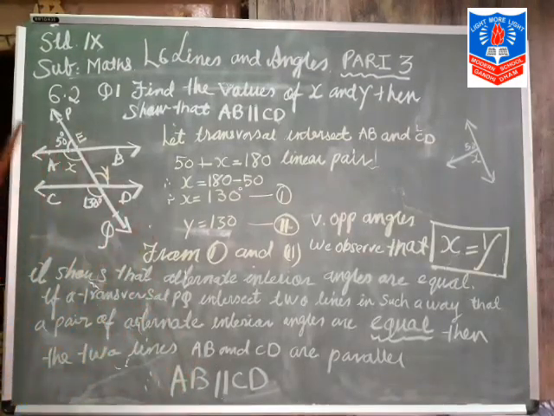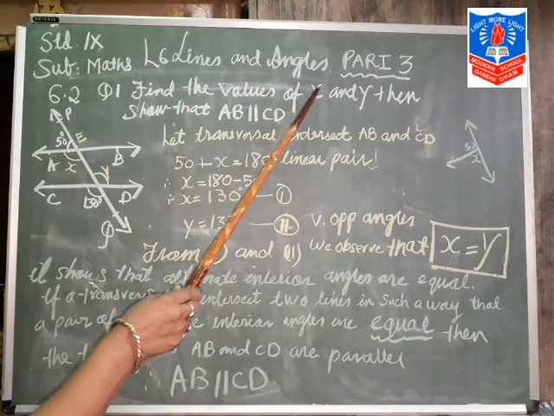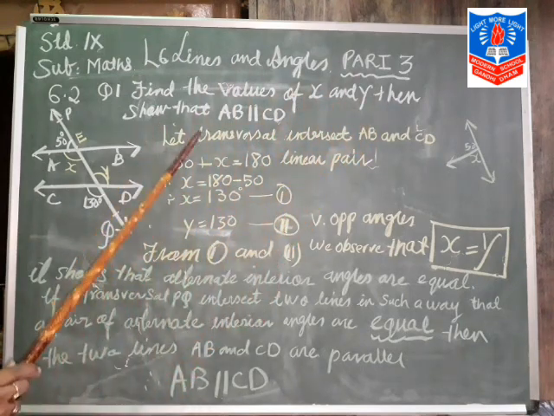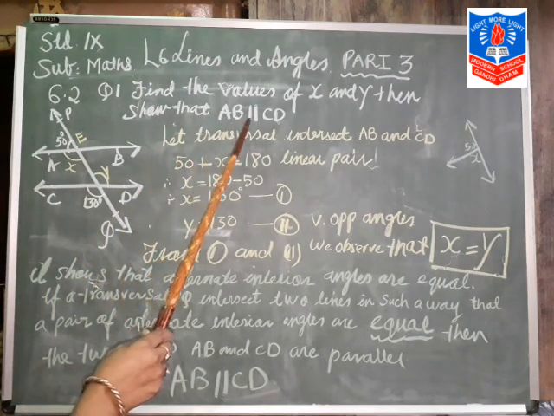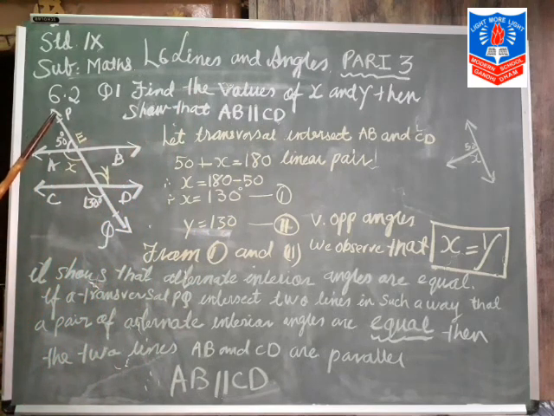Now children, we will start exercise 6.2. Question number 1. Find the value of x and y and show that. Show that means prove that. You have to show that AB is parallel to CD. In your figure the transversal name is not given, so you can write transversal L or transversal PQ. Here you can also mention the point E.